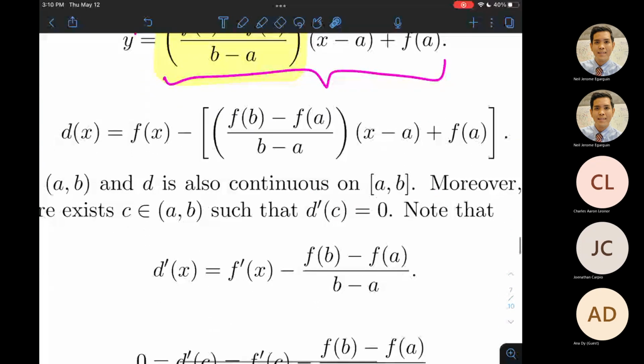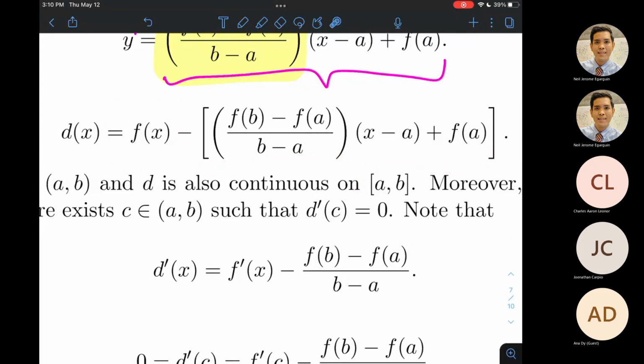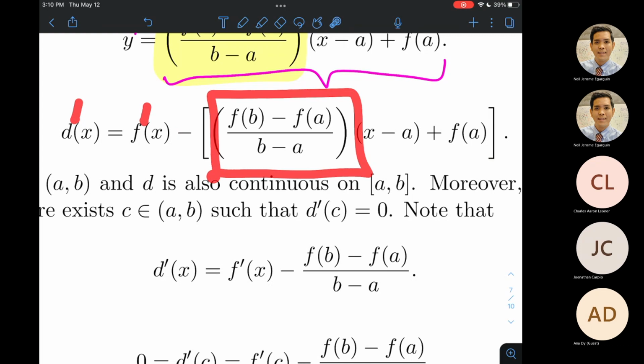Ano yung auxiliary function na i-define ko? Define ko si d. Siya yung f of x minus that guy. Because again, if I differentiate d, this will be f prime. This will just be this guy, the mean value. And all we want to show is that d prime becomes 0 at some number in the interval.